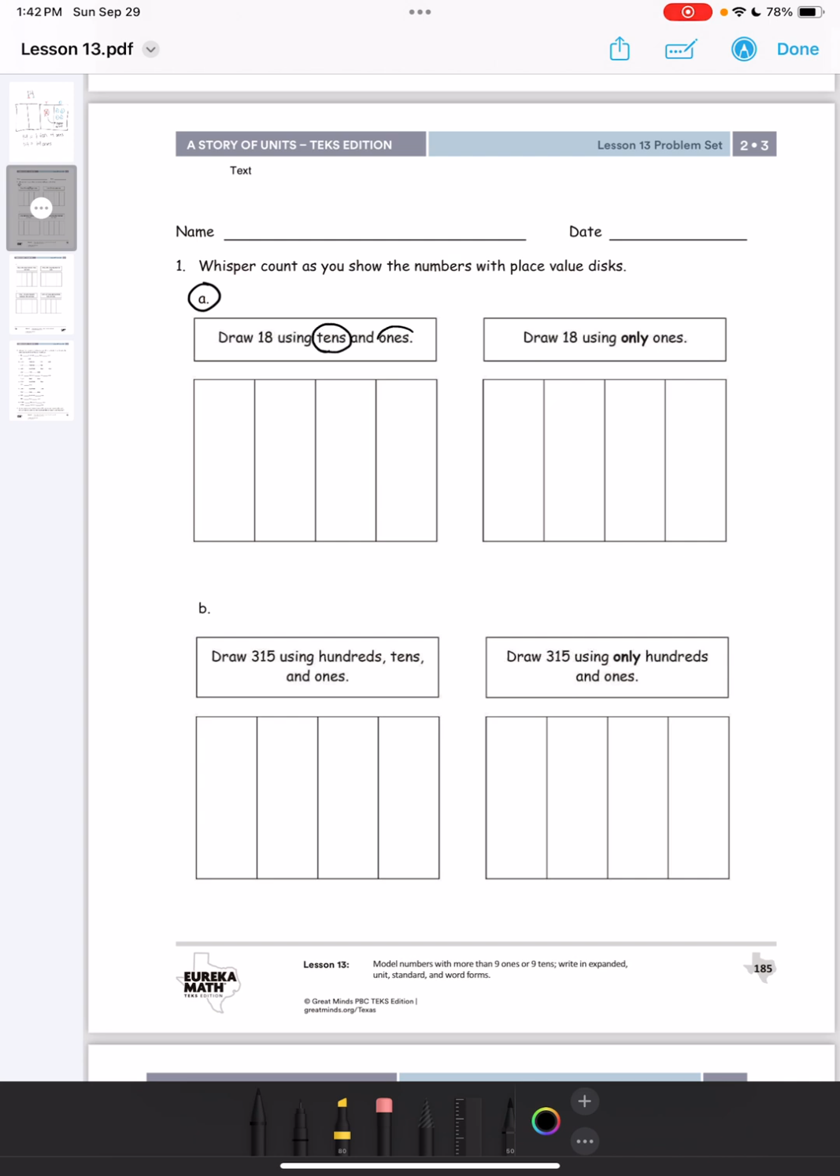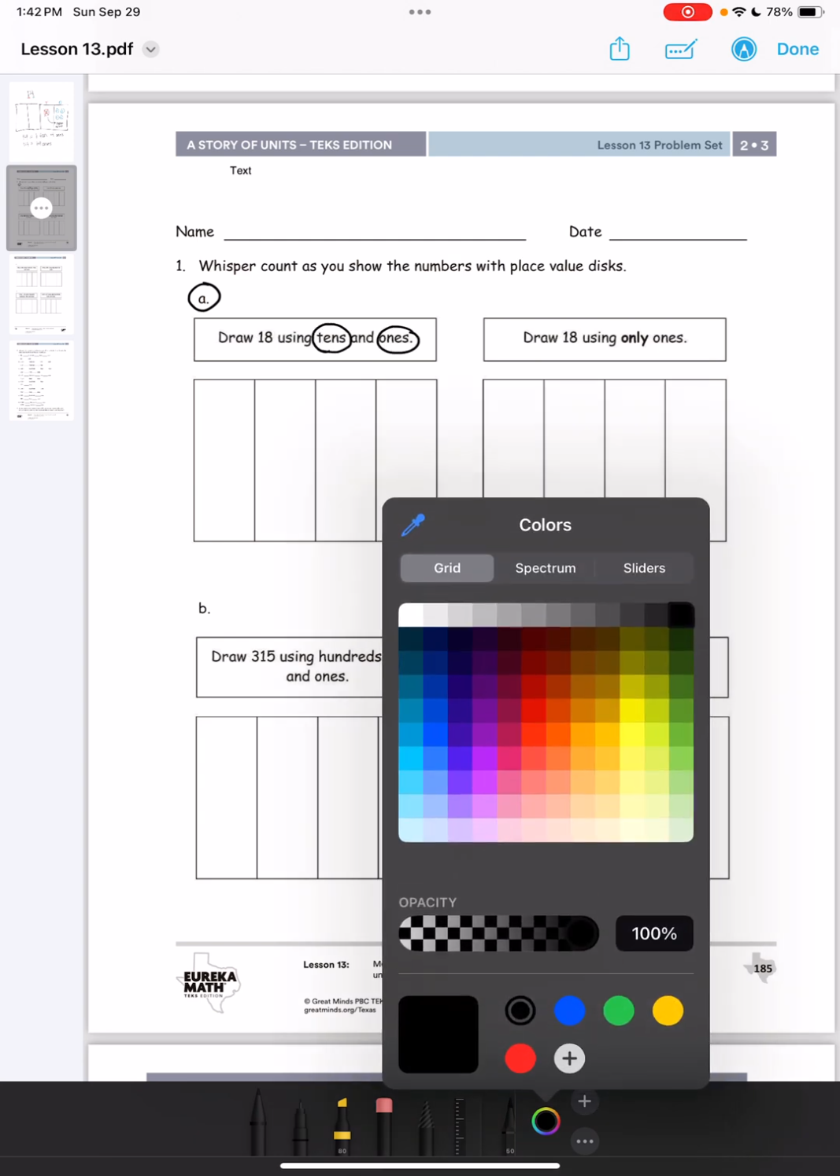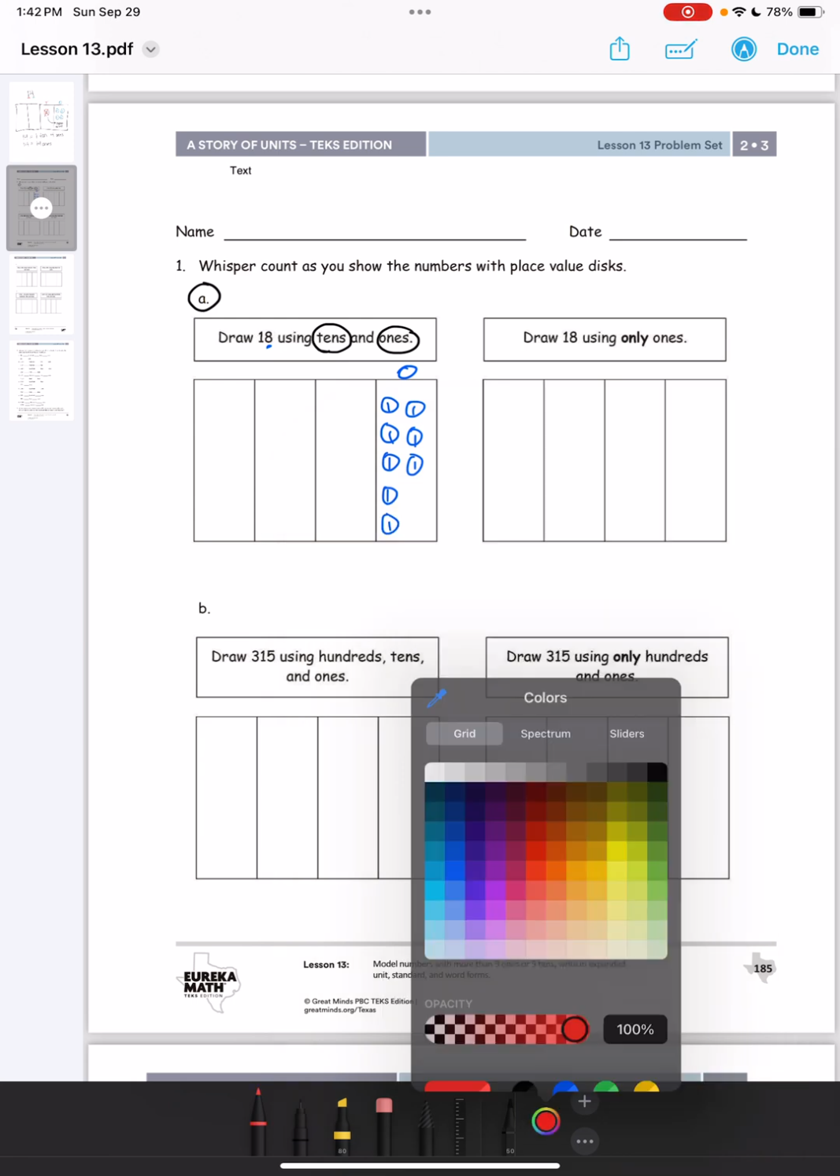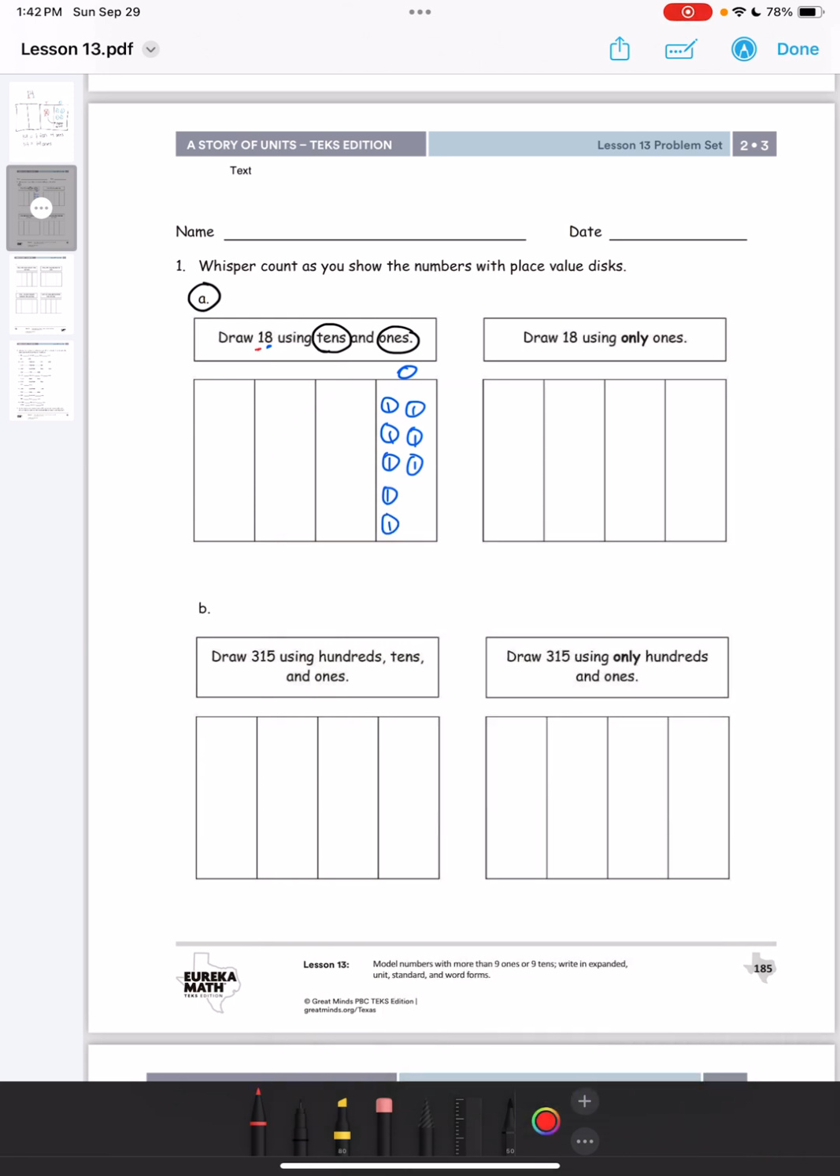So just like we did with 14, we're going to start with our ones place. And we're going to draw 8 ones. 1, 2, 3, 4, 5, 6, 7, 8. So I put a 1 in those to show that that is a ones place value disc. Now I look at my tens place. I have 1 ten. So I put a 10 place value disc in my tens place.